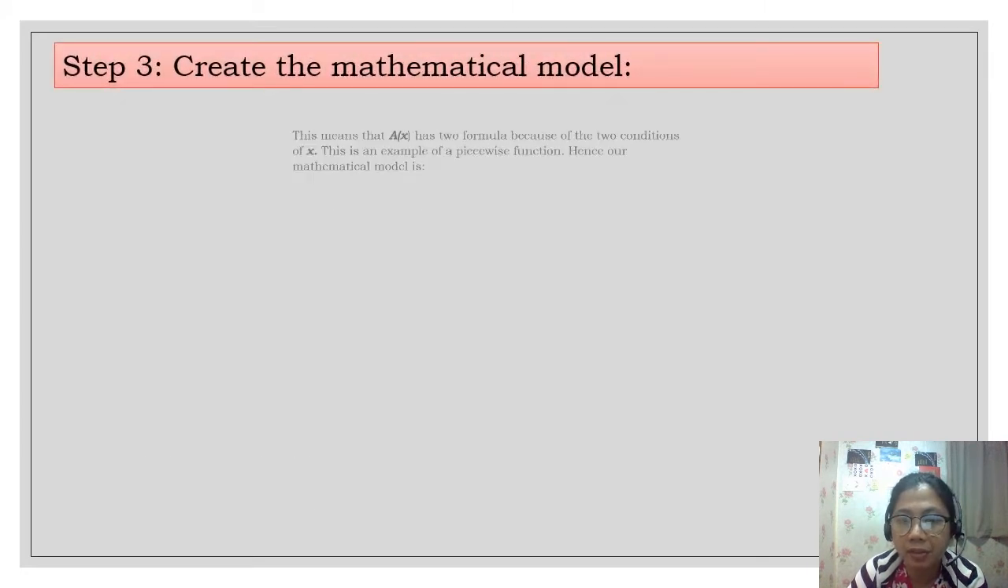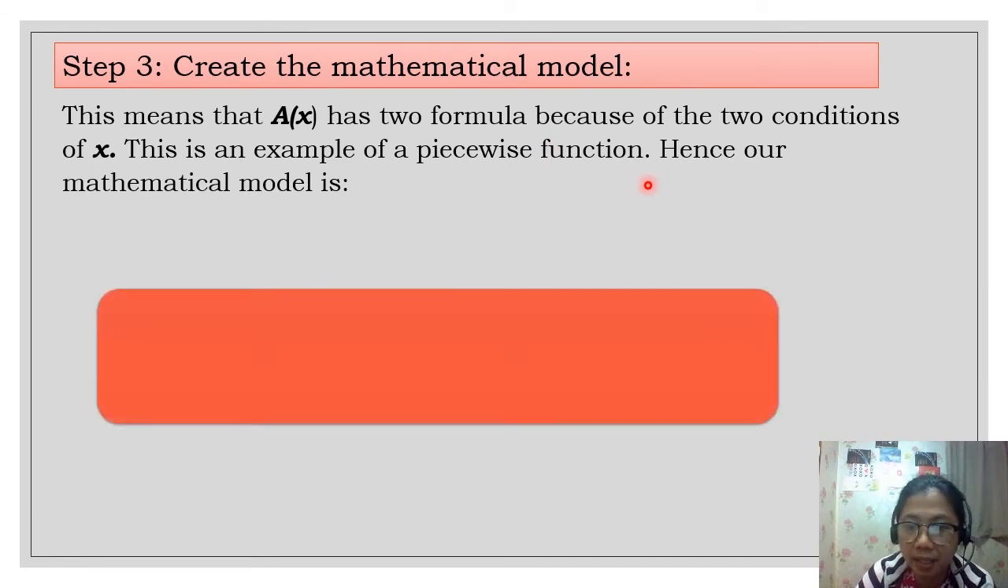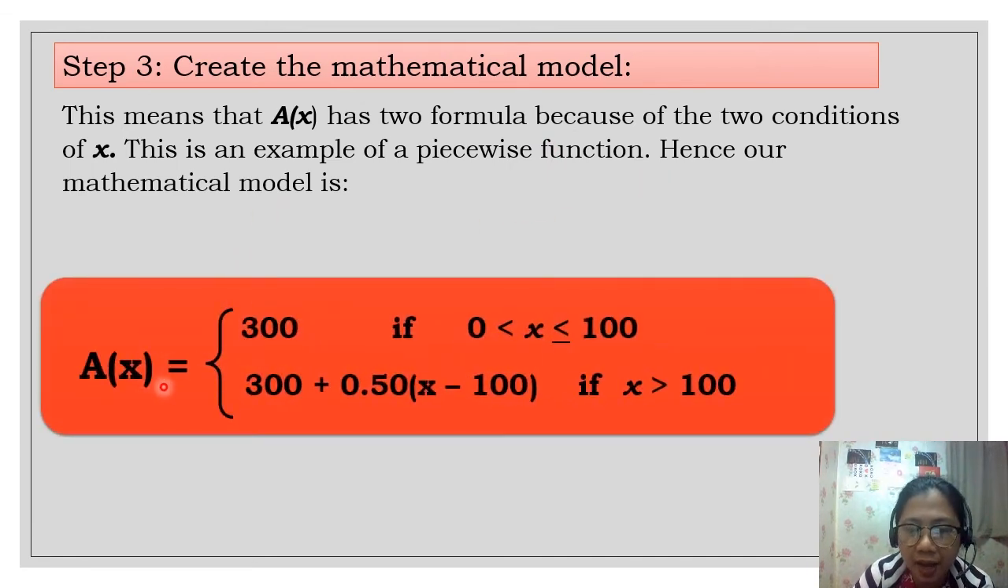Then we have the third step, which is to create the mathematical model. This means that c of x has 2 formulas because of the 2 conditions of x. This is an example of a piecewise function. Hence, our mathematical model is c of x equals 300 if x is greater than 0 but is less than or equal to 100, and 300 plus 0.50 times x minus 100 if x is greater than or equal to 100.